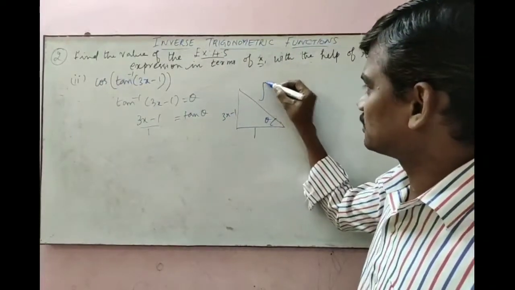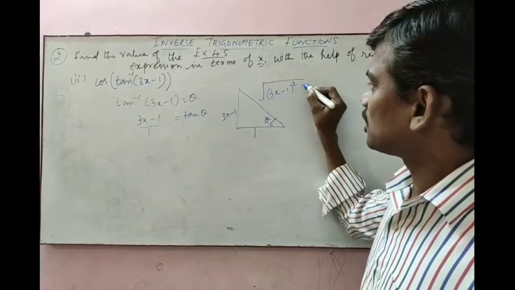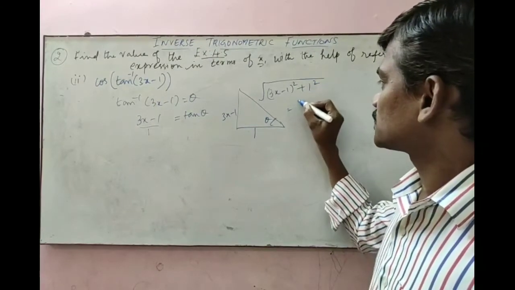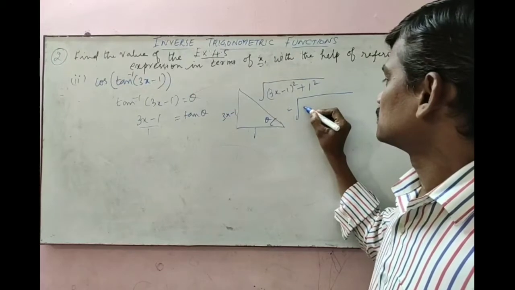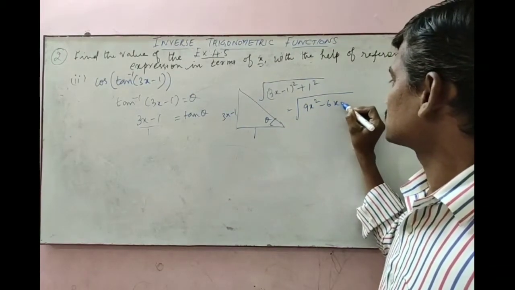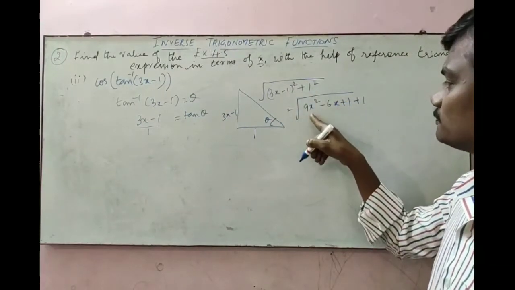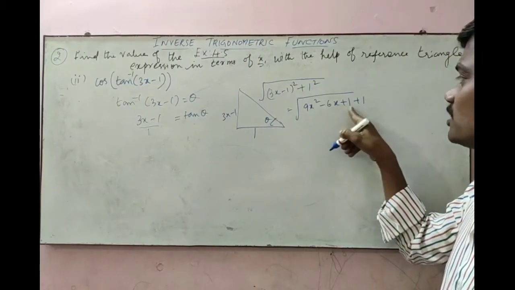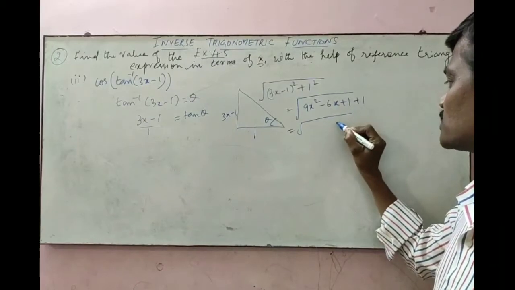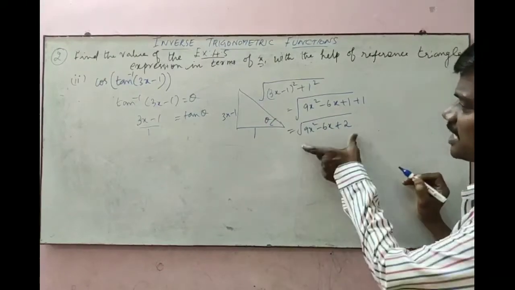Here you have to find the hypotenuse. How will you get the hypotenuse? Root of opposite side square plus adjacent side square. On simplification of this, you will get 9x square minus 6x plus 1, plus 1, since (a minus b) whole square gives a square minus 2ab plus b square. If you add these two 1 and 1, you will get 9x square minus 6x plus 2. So this is the hypotenuse side.